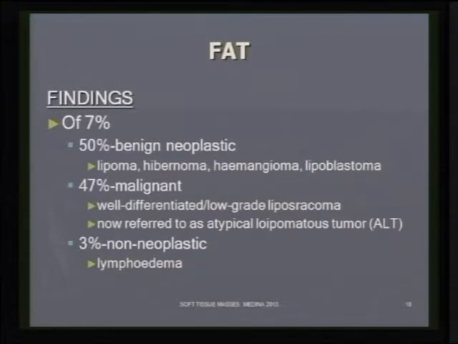And again, about half of the cases were malignant, mostly well-differentiated or low-grade liposarcomas, which now pathologically we refer to as atypical lipomatous tumors. In 3%, which is really only one case, it was a non-neoplastic lesion, an area of lymphedema in the soft tissues that demonstrated some fat within it.